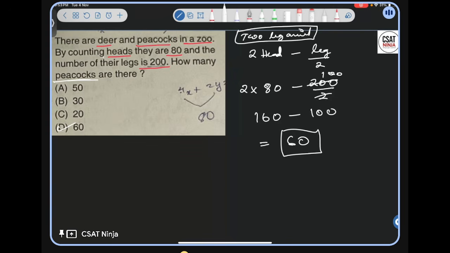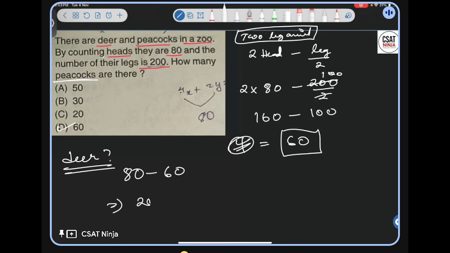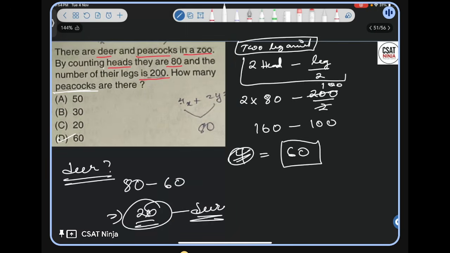So 60. But what if you also want to find how many deer are there? In that case, how do you do it? Since you know how many 2 leg animals there are, you can easily find the 4 leg animals. Why? Because counting head, every animal will have only one head. Counting head, there's 80. That means there is a total of 80 animals. Out of that, 60 are 2 leg animals. That means 4 leg animals will be the remaining, which is 20. So there are 20 deers. So that's the answer there. So please memorize this one. That's the easiest approach. You can solve this one by linear equation also, but I don't want to go by that approach.